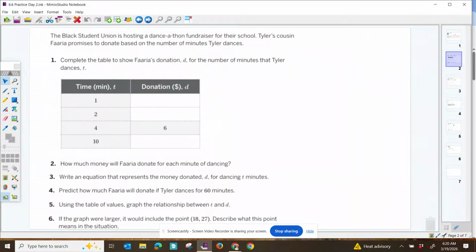So this is complete the table. There's not much information given here except for 4 and 6. If 4 is 6, then 2 is 3. I just cut it in half. If I cut it in half again, it's $1.50 per minute, and then times 10 would be $15 for 10 minutes. So all of these should be money. Should look something like that.